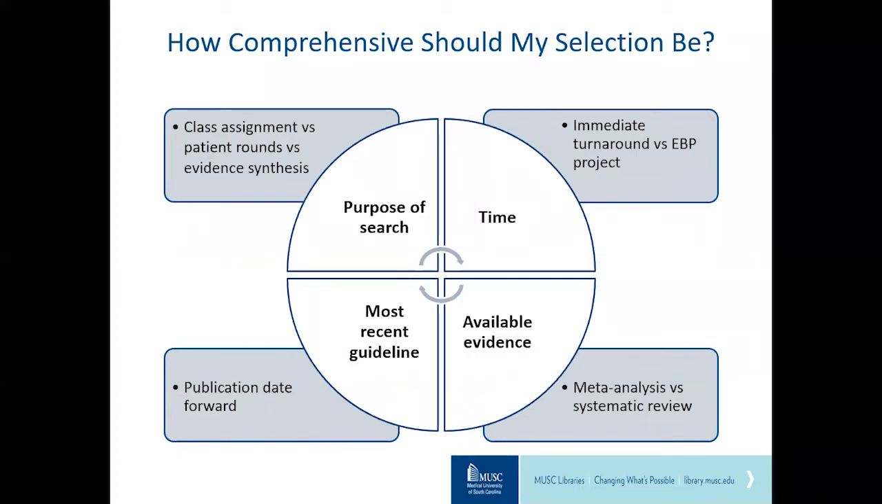Similarly, available evidence can help guide you towards potential exclusions. For example, if recent multiple systematic reviews or meta-analyses of RCTs exist on a topic, it may be useful to only include RCTs published since the most recent systematic review or meta-analysis. This process ensures that the RCTs that are part of your collection are not already accounted for in one of the higher level pre-appraised resources.